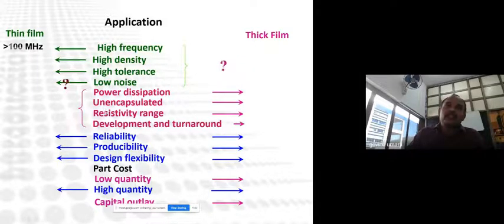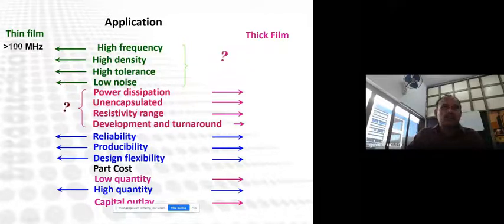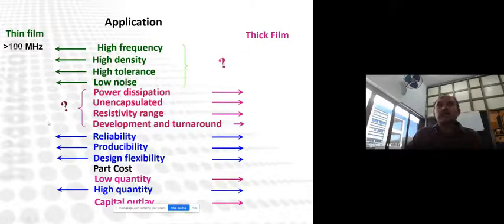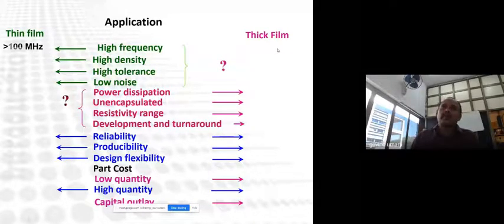Where the application requires power dissipation, encapsulation, resistivity range, and development and turnover, that is also one important parameter where thin film cannot proceed at that level of industrialization, whereas thick film can. In terms of reliability, reproducibility, and design flexibility, both technologies are at the same level. They are proven. But when it comes to quantity and capital outlay, the real advantage of thick film comes into the picture. And quality wise, both technologies are good.